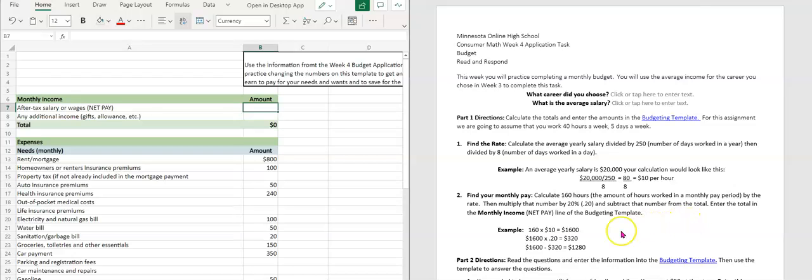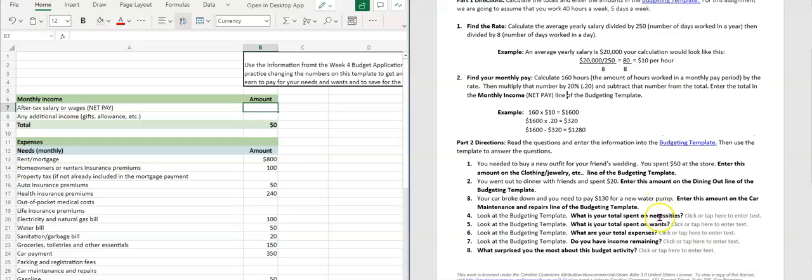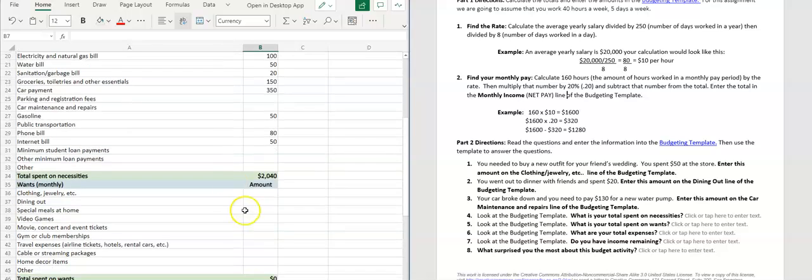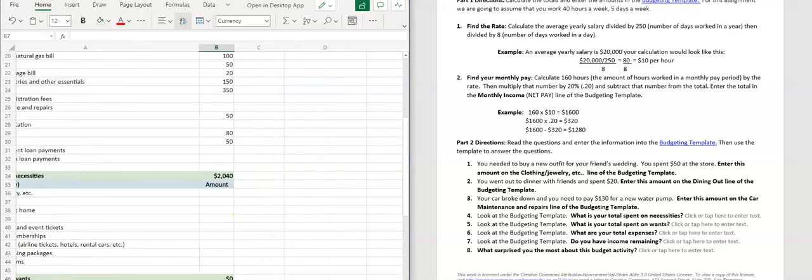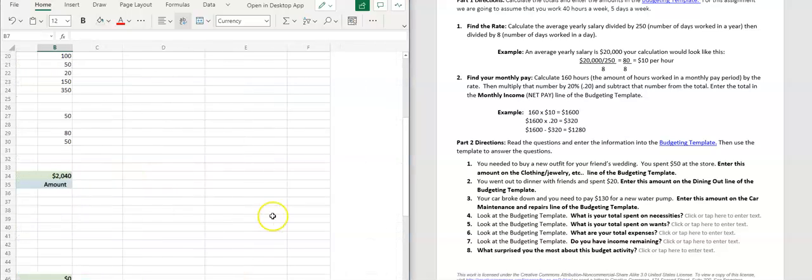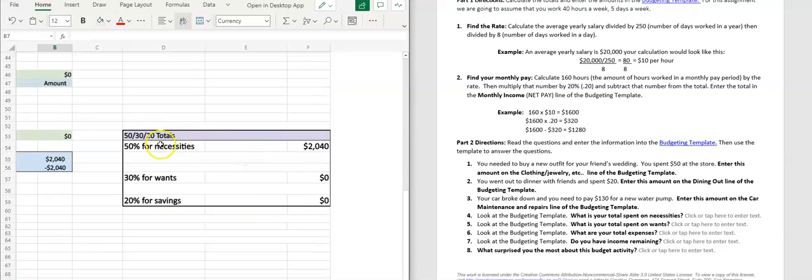So once you finish that and you have this number right here, then you can go to part 2 to complete that. So basically what you're going to be doing is entering the amounts from these questions into the lines on the budget template. And then you'll notice over on the side here, down at the bottom, these numbers will change. So you're going to have an idea of how much you spend for your needs, your wants, and then your savings.